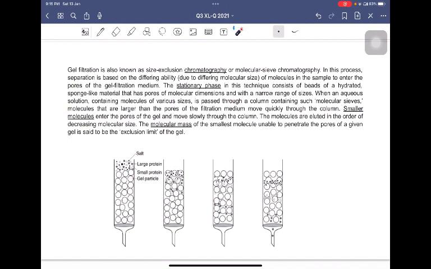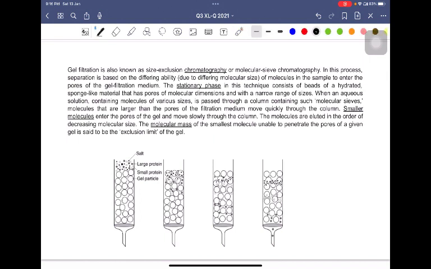When an aqueous solution which contains molecules of various sizes is passed through this column containing such molecular sieves, these are the pores where molecules can enter. That is why they are called molecular sieves. Molecules which are larger than the pores obviously cannot enter the pore, so they move quickly through the column. These molecules are said to be eluted in the void volume.